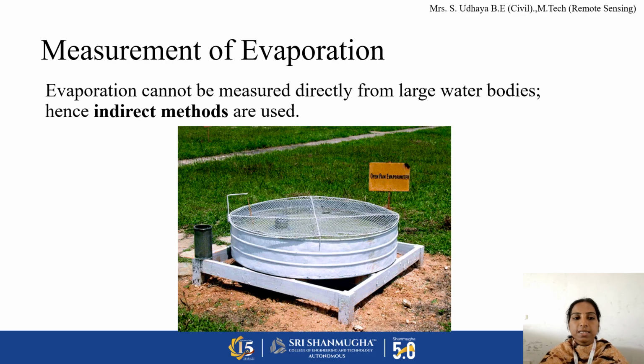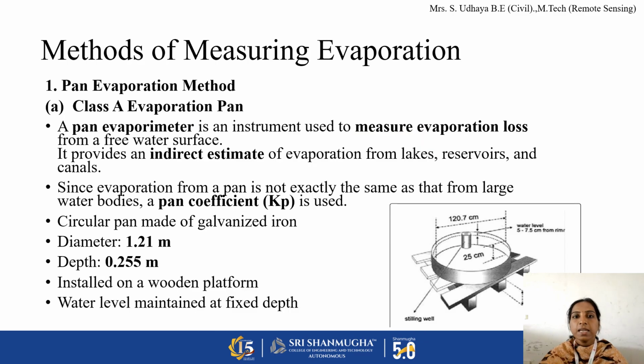Now let us discuss how we can measure evaporation. Generally, evaporation cannot be measured directly from large water bodies; it can be measured indirectly. So we can use evaporimeters. Evaporimeters are pans used to store water, and we can measure the amount of evaporation from them. Let us discuss in detail the pan evaporation method.